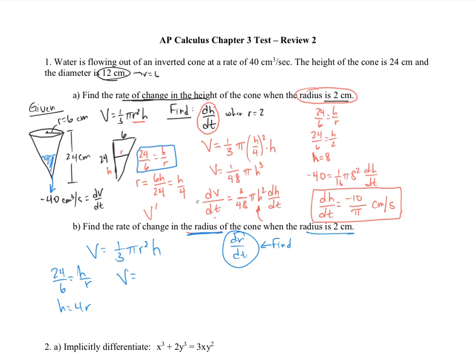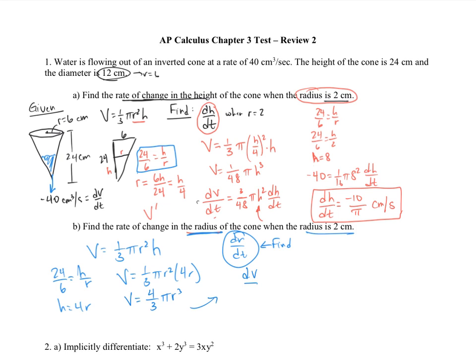So my volume ends up being 1/3 pi r squared times the 4r. So let's simplify this down a little bit. We get the volume equaling 4/3 pi r cubed. Pretty interesting that it came out to be that formula, don't you think? So let's go ahead and differentiate this implicitly. So we have our dV/dt.